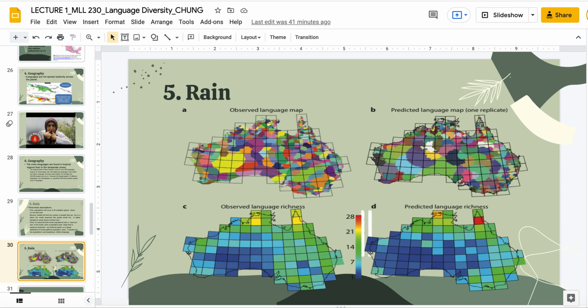And they did a model where they said, okay, we're going to observe this land. Obviously, it's Australia. And they ran a model that said, okay, we're going to look at the language richness, right? We're also going to look at the amount of rain. So the more rain that they have, we think the more linguistically diverse it's going to be, right?